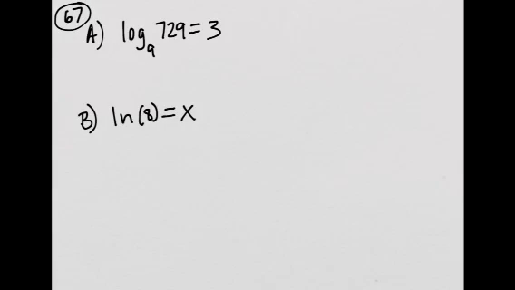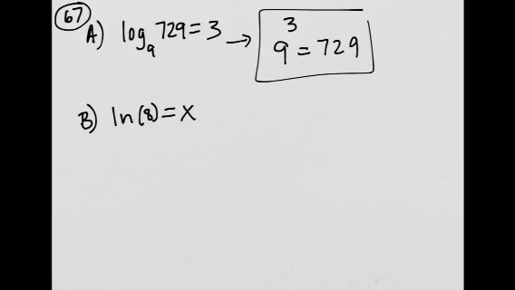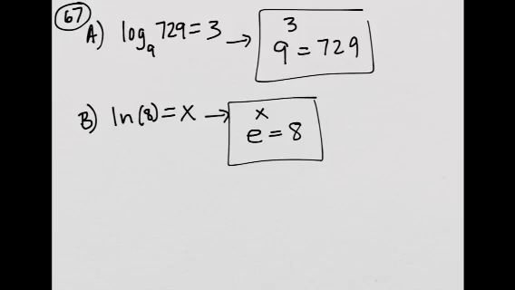Okay, so for part A, you have to change from logarithmic form to exponential. There's no computation to do here, it's just changing the form. So the base is 9, the exponent is 3, and that equals 729. And that's it. On letter B, I had to add equals x because it wasn't an equation on the worksheet, so I just made it equal to x. So this becomes, when you see ln, the base is e, the exponent is x, and it equals 8. And again, that's all it is, changing from logarithmic to exponential.